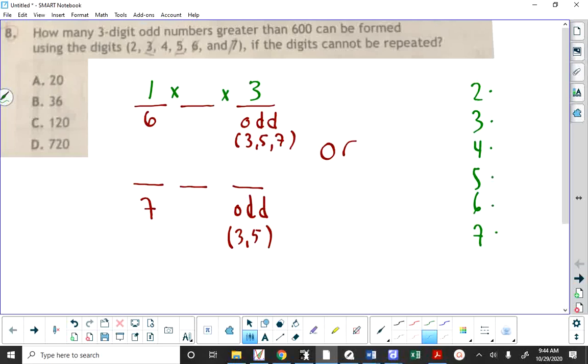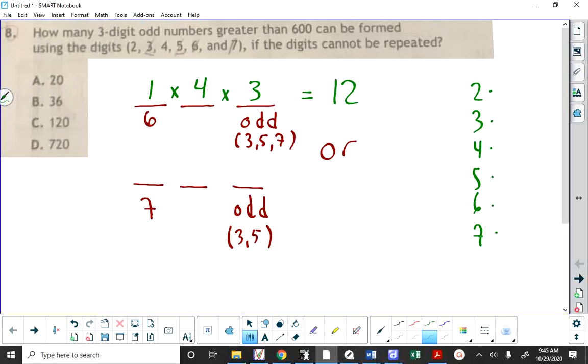At this point, we've used 2 of them. You've used the 6, and you've used 1 of the 3, 5, or 7. So you've only used 2 of the 6. That means you have 4 left. So the number of 3-digit numbers greater than 600 that are odd in this example is 12. 1 times 4 times 3.